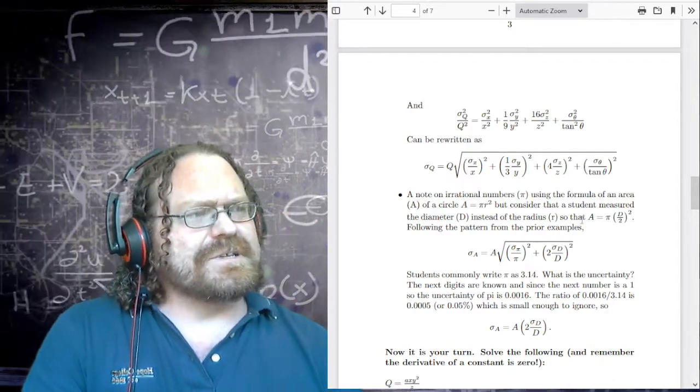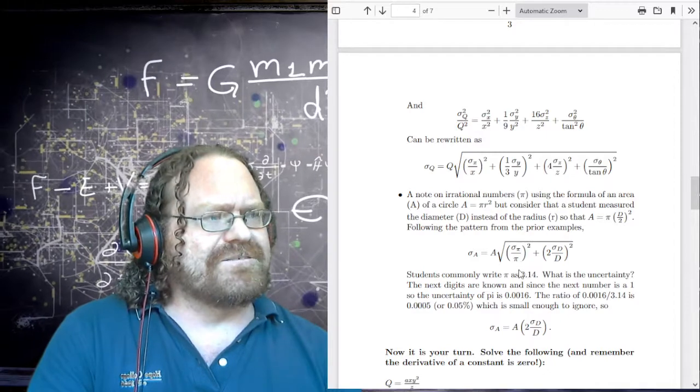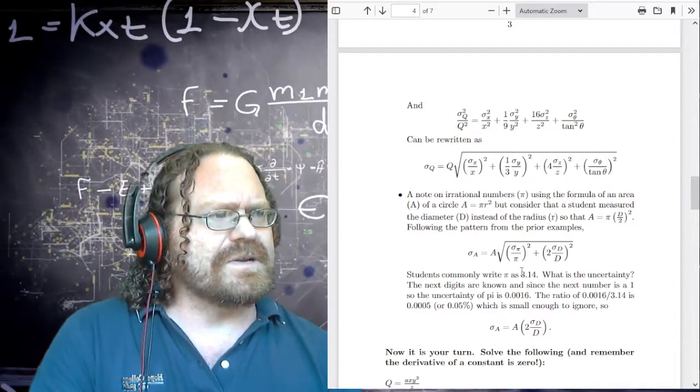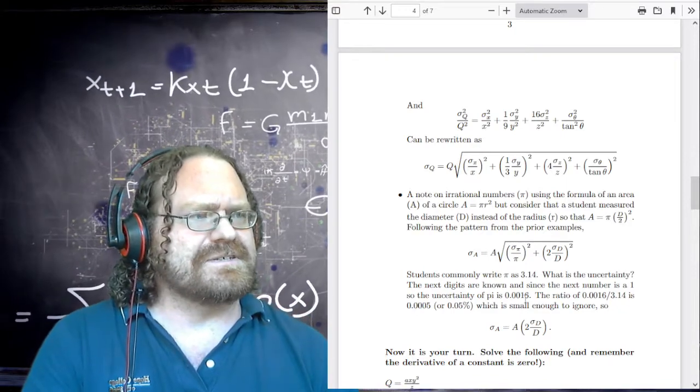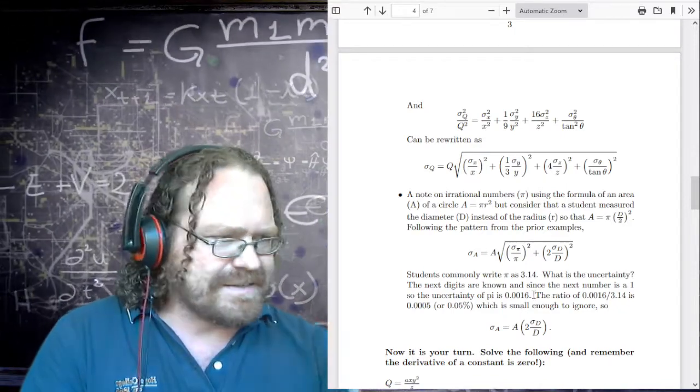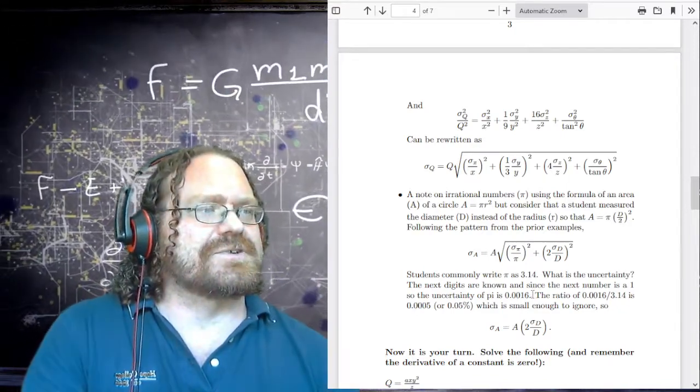And so a student typically writes down the number 3.14. What about the uncertainty? All right, well, we know the next two digits, and so the next two digits is 159, and we're just going to write it as 0.0016, okay?